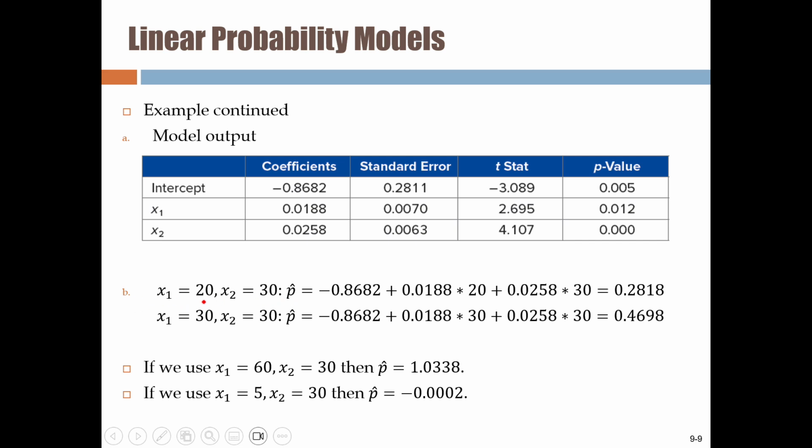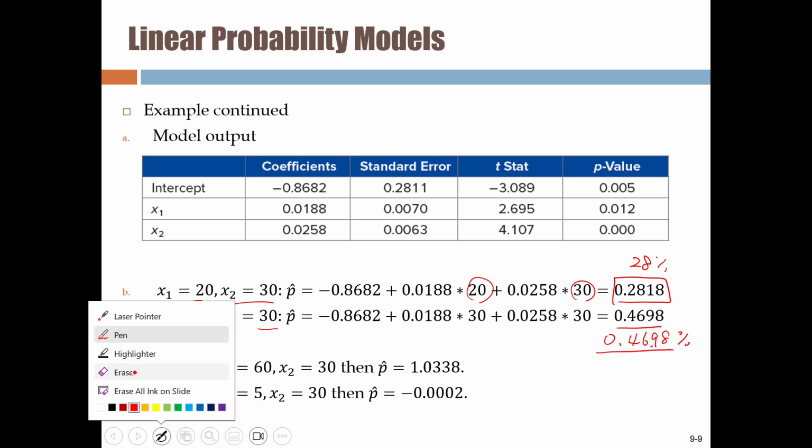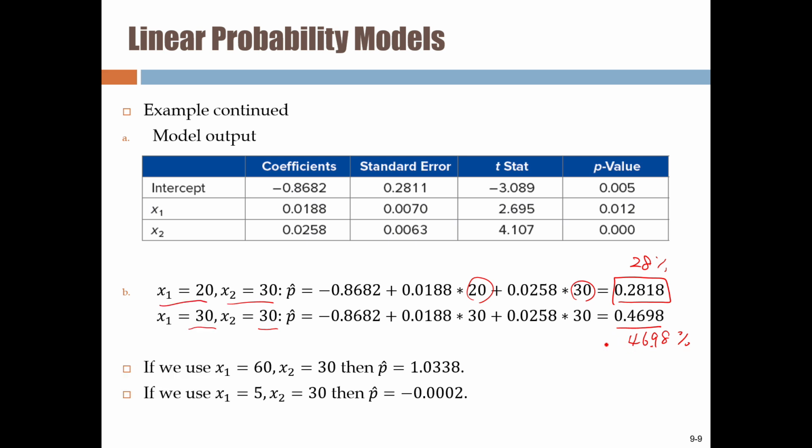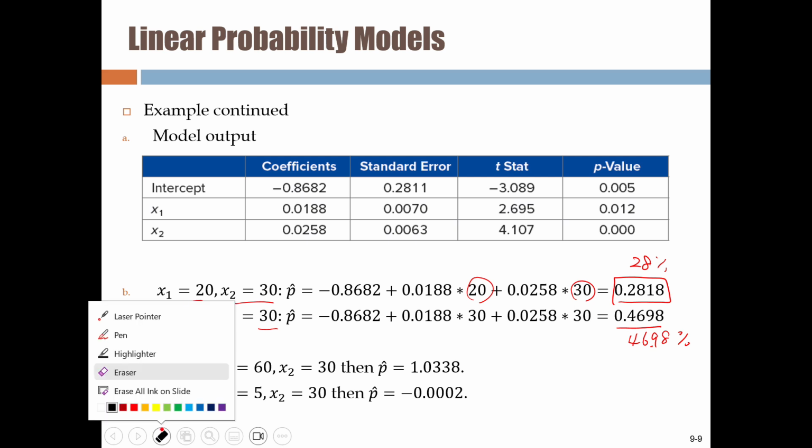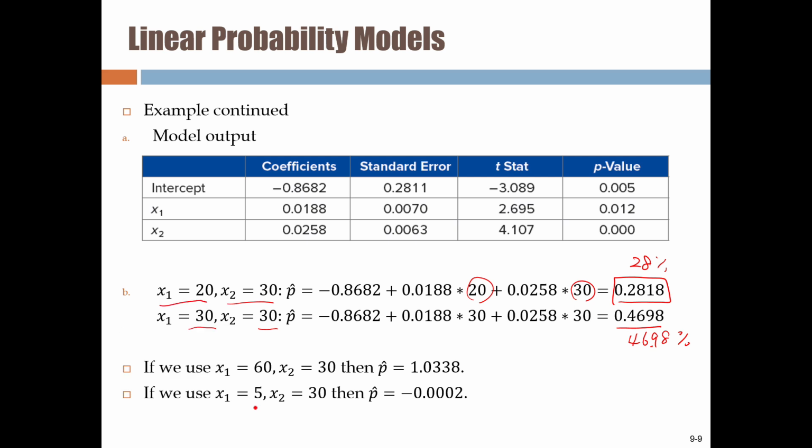So if x1 is 20 and x2 is 30, we just plug in 20 and 30 here. Then if you calculate it, you get 0.2818, which is about 28%. Or if it's 30 and 30, then you get about 0.4698, which is about 47%. Right?